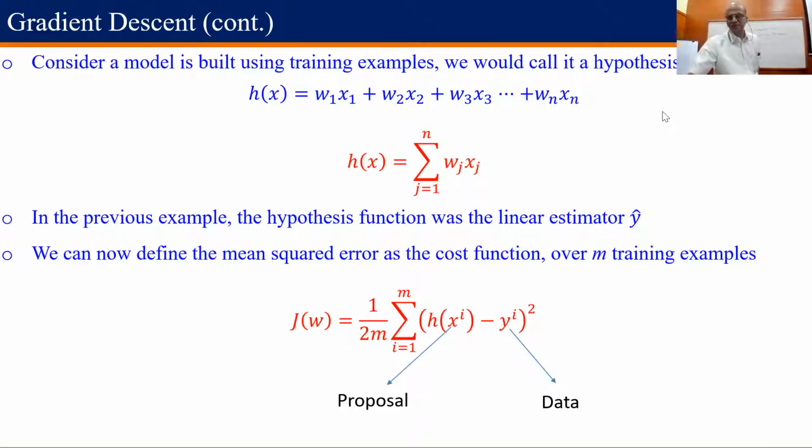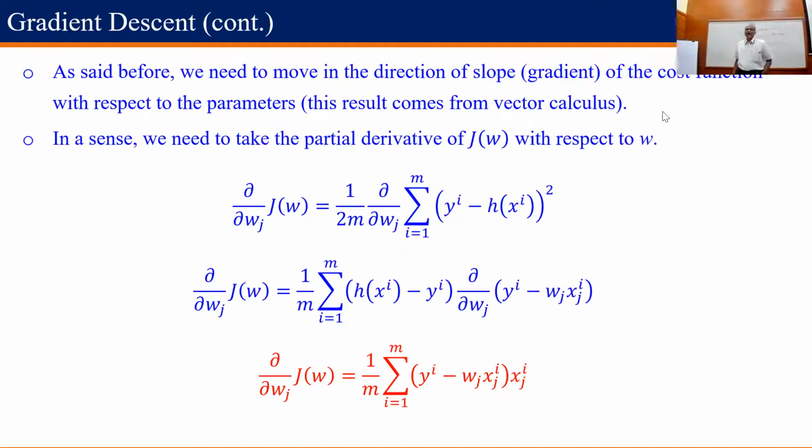yi is the data. Now, as said before, we need to move in the direction of the slope, the gradient of the cost function with respect to the parameters. This result comes from vector calculus. If you want to go the shortest distance from this point, you'll go in a direction orthogonal to the surface. So this is called the orthogonal direction.